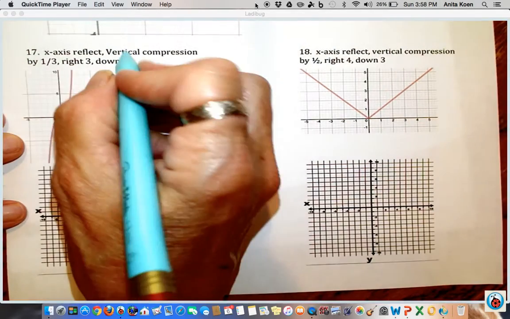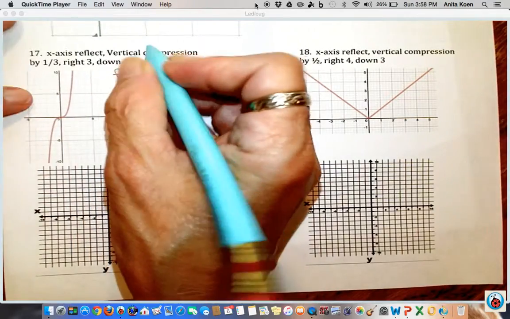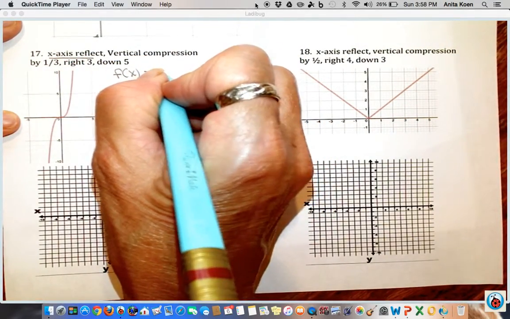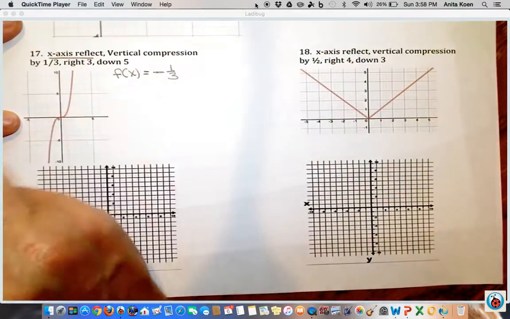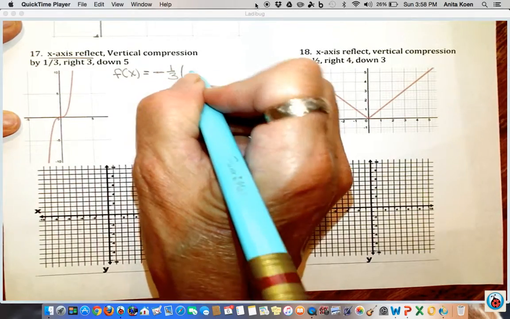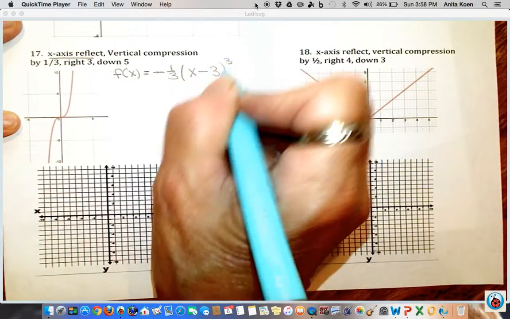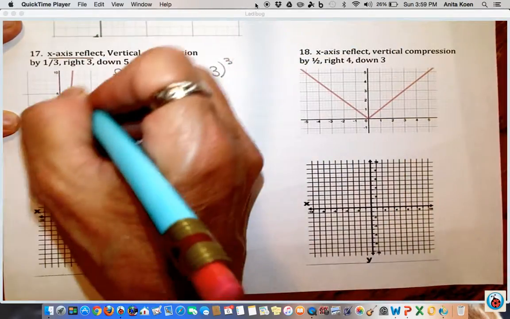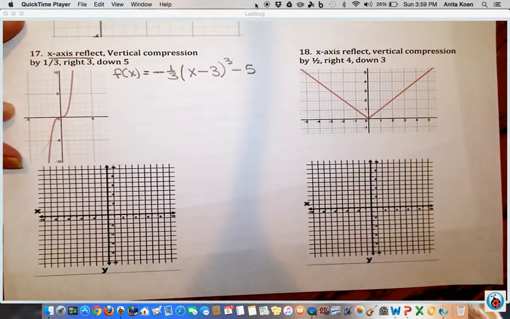I know this is the cubic function, so f of x is going to equal an x-axis reflection, so that means a negative on the outside, a vertical compression by 1/3. We're going to go to the right 3. Always do the opposite on the inside. Put your cube there because that's your shape, and then down 5. Okay, now we're going to graph this.